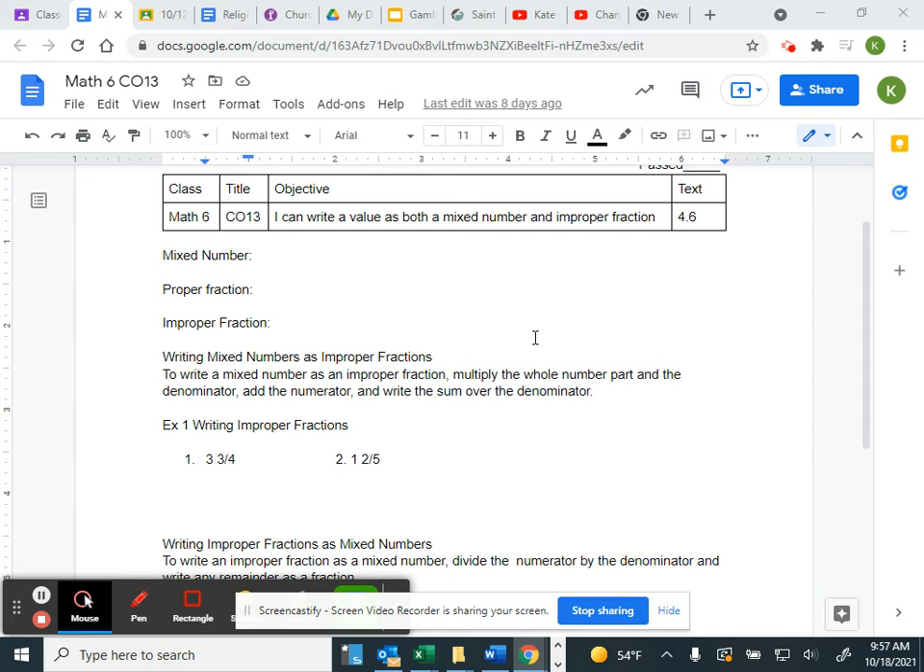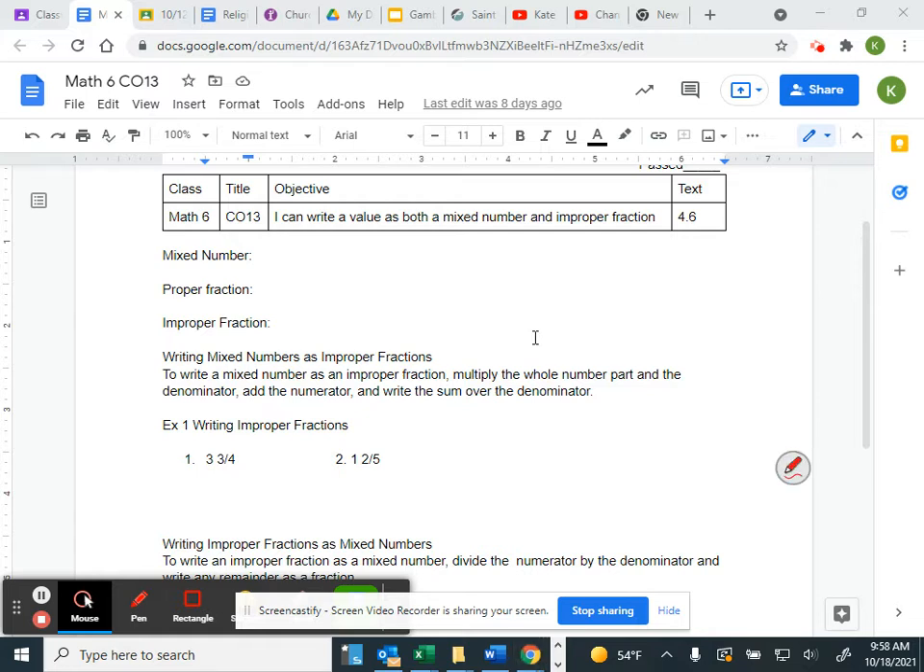All right, today we are starting CO13. I can write a value as both a mixed number and an improper fraction. To start off with, we need to know what those mixed numbers and fractions definitions are.